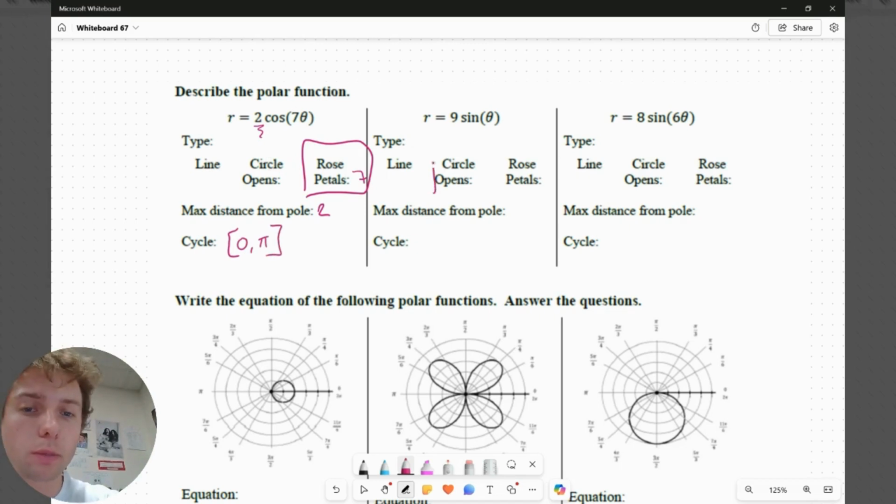When there's no multiplier on the inside, we know it's a circle. This circle is sine. That means it's opening up because it's positive, where the max distance is 9. We know circles are 0 to pi for the cycle.